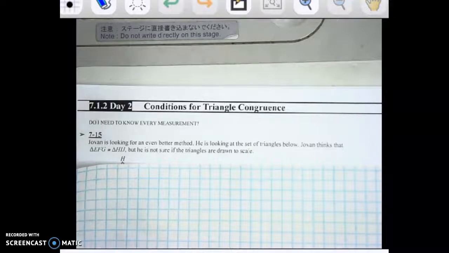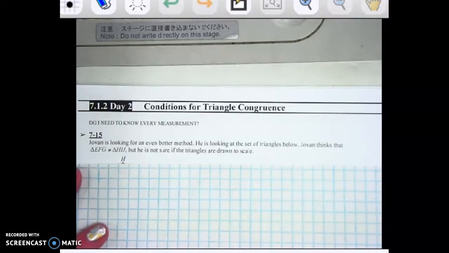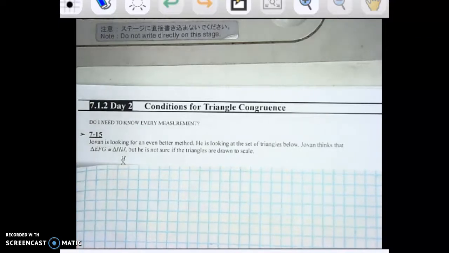Day 2 is called Conditions for Triangle Congruence. We're going to be answering the question, do I need to know every measurement? If you know every measurement, and you have all 3 angles congruent to all 3 angles, and all 3 sides congruent to all 3 sides, are the 2 triangles congruent? Yes. But you don't necessarily need all of the information. There's a couple instances where you only need some of the information. That's called triangle congruence.